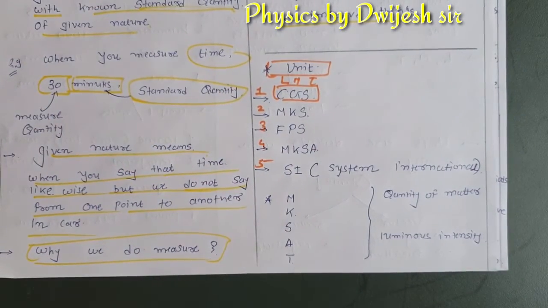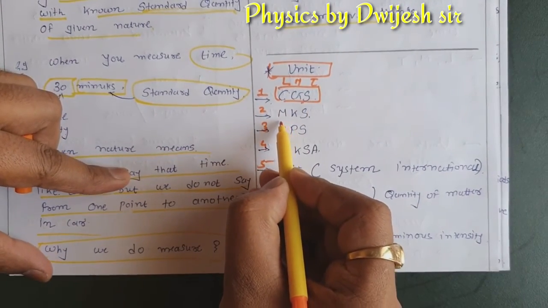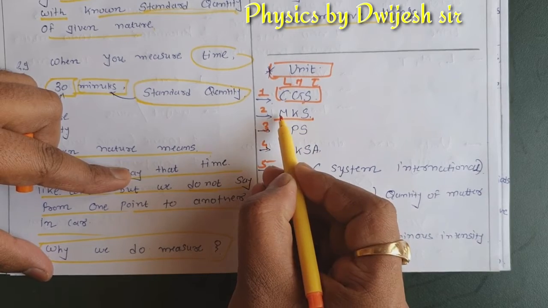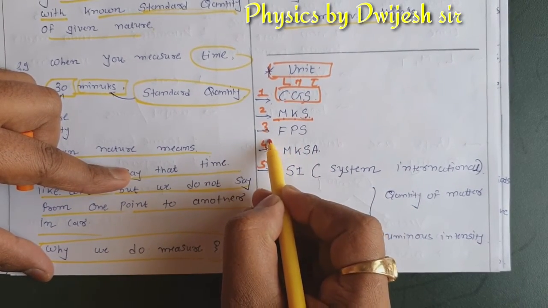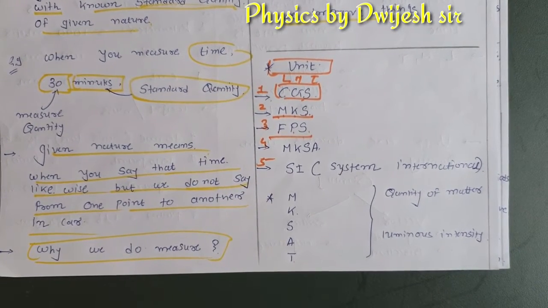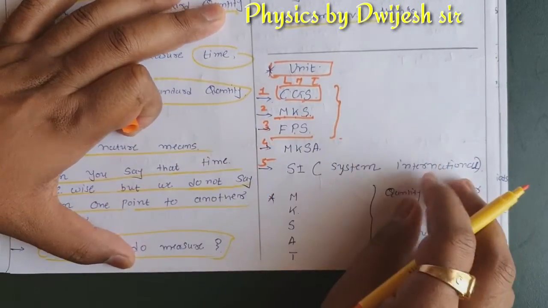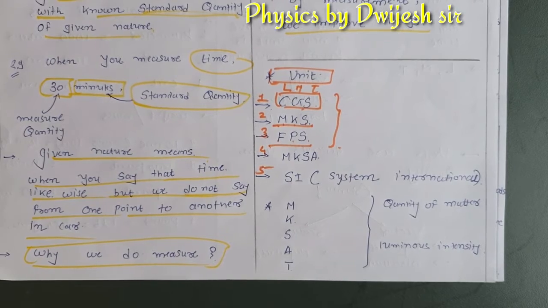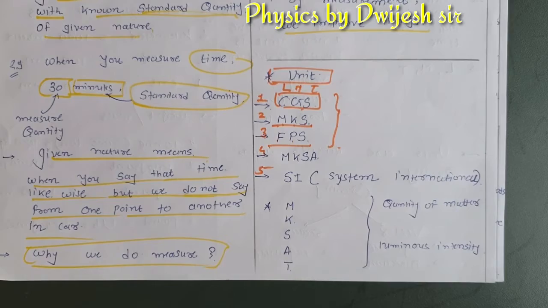So C is centimeter, G is gram, and S is second. The second one is MKS. What is MKS? MKS is meter, kilogram, second. And what is FPS? FPS is foot, pound and second. So generally there are only 3 types of units. Each and every country uses different kinds of units: CGS, MKS and FPS.